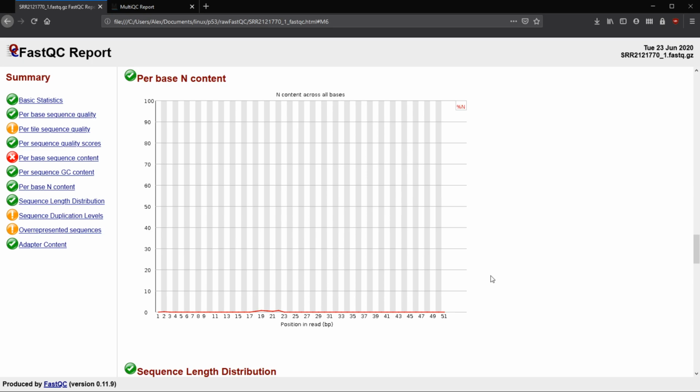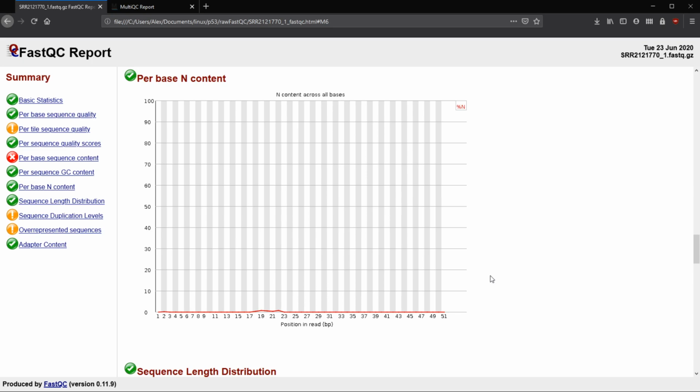But this is where the sequencer cannot appropriately determine what that base is. So it'll just say N. There was a base here, but there's too much noise, or we just don't know what that base actually is.